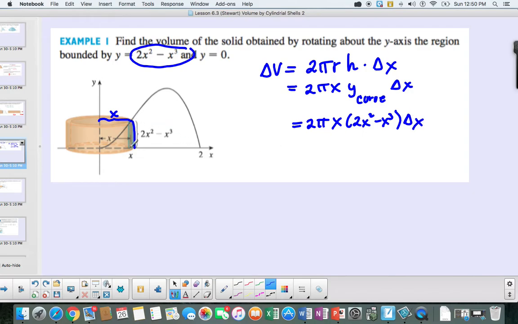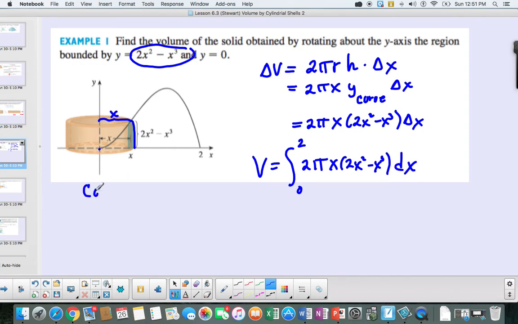And again, notice that this little rectangle that we've created is parallel to the axis of revolution. Our volume will be from the smallest, which is right here, 0, to the outer, 2, and that'll be 2 pi x times 2x squared minus x cubed dx.